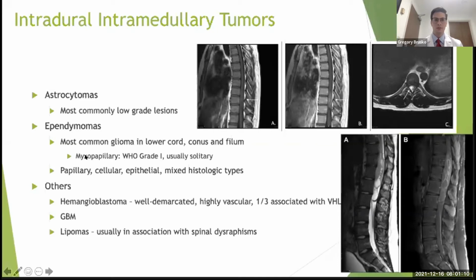These tend to be solitary, although it is important to remember with ependymomas, they require complete neuraxis imaging to rule out CSF seeding. And there are various different subtypes, including papillary, cellular, epithelial, mixed histologic types of ependymomas. And then there are some other ones that are less common. Hemangioblastoma, well demarcated, highly vascular. About a third, though, are associated with von Hippel-Lindau, so it's important to be aware of that if you come across a patient with hemangioblastoma. And then GBM, lipomas, these tend to be associated with spinal dysraphisms as well.